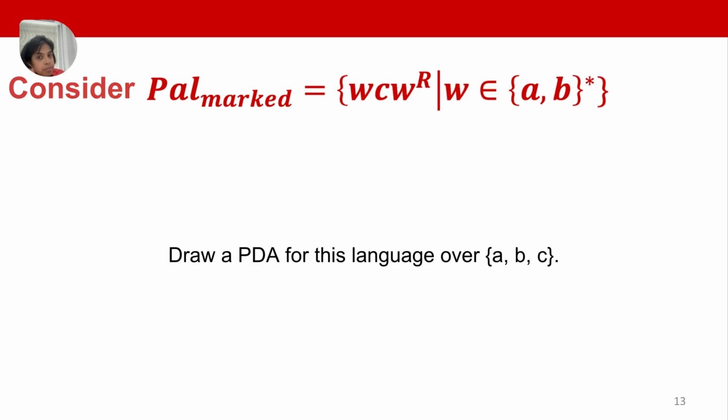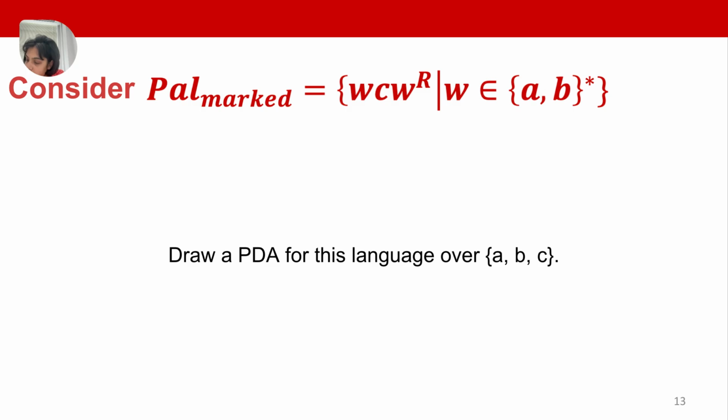I have here an example of a deterministic context-free language. It's just like the palindrome, but it's marked. So what I've put here is a special symbol C that is going to be a palindrome with C exactly in the center. And now let's think about drawing a pushdown automata for this language.